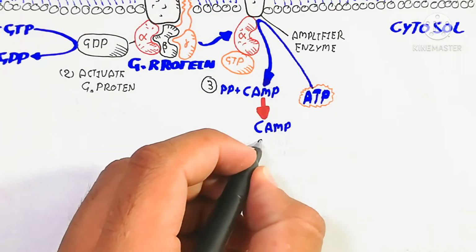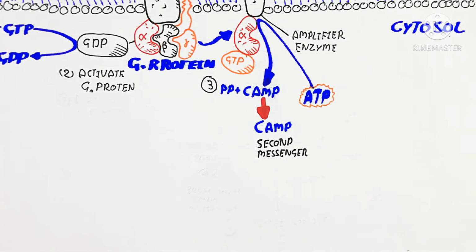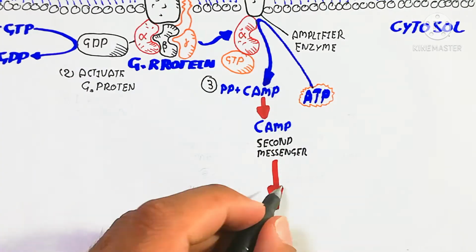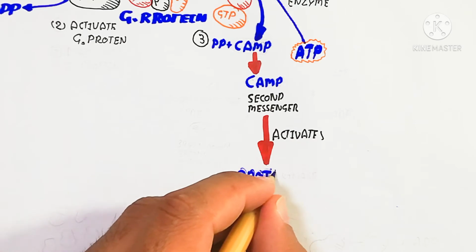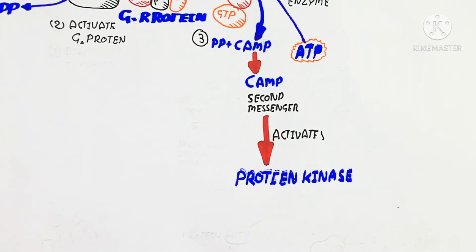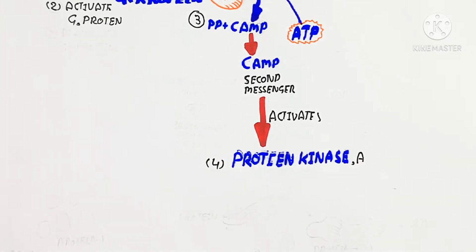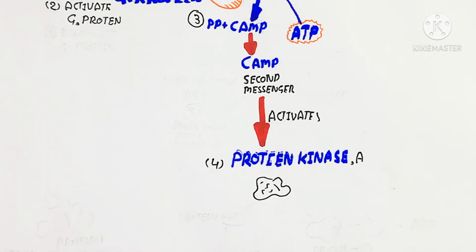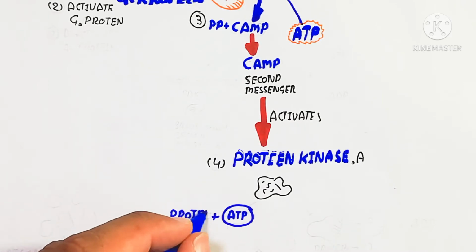The G protein contains three subunits. ATP will bind and produce cyclic AMP, and this cyclic AMP is the second messenger. The first messenger was the ligand, which was lipophobic. On the other hand, cyclic AMP is the second messenger, which activates protein kinase A, and this protein kinase A will activate the protein to bind with the phosphate group.